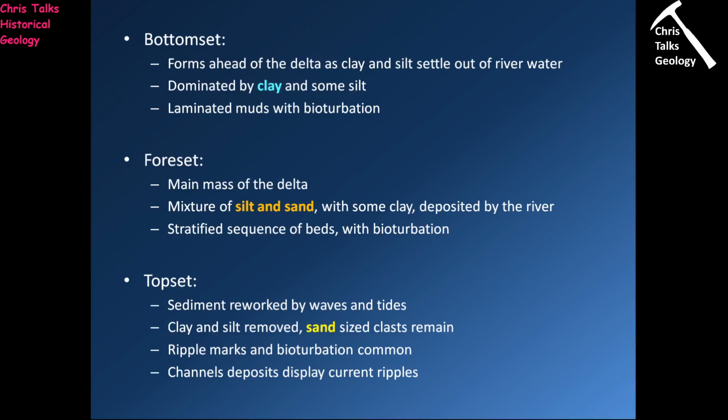And so what you end up with is this layer at the top of your delta that's very sand rich. It contains ripple marks, so we get symmetrical ripples, and once again we get bioturbation. We may also see channel deposits cutting across the top set. Now we can distinguish the channel deposits because of course they would have asymmetrical ripples.